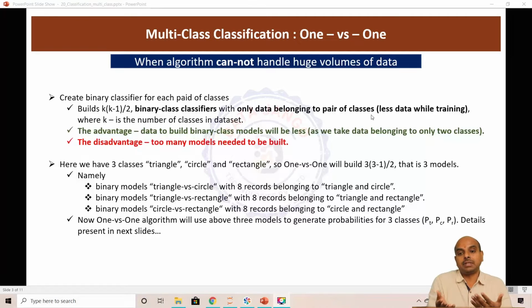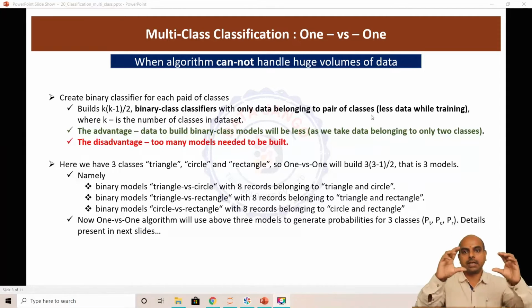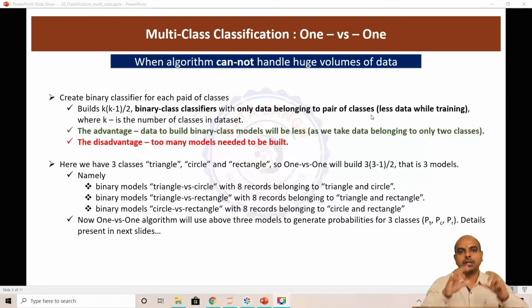But SVM kind of algorithms cannot handle huge volumes of data. So what one versus one will do is it takes the records belonging to 0 and 1 and builds a binary class classifier, then 0 and 2 and builds another binary class classifier. So what's happening, instead of 40,000 records, it is taking 8,000 at a time and then building the models, finding the probabilities, and consolidating them to find each class's probability. So that is at a high level. We'll see in detail with a small example.